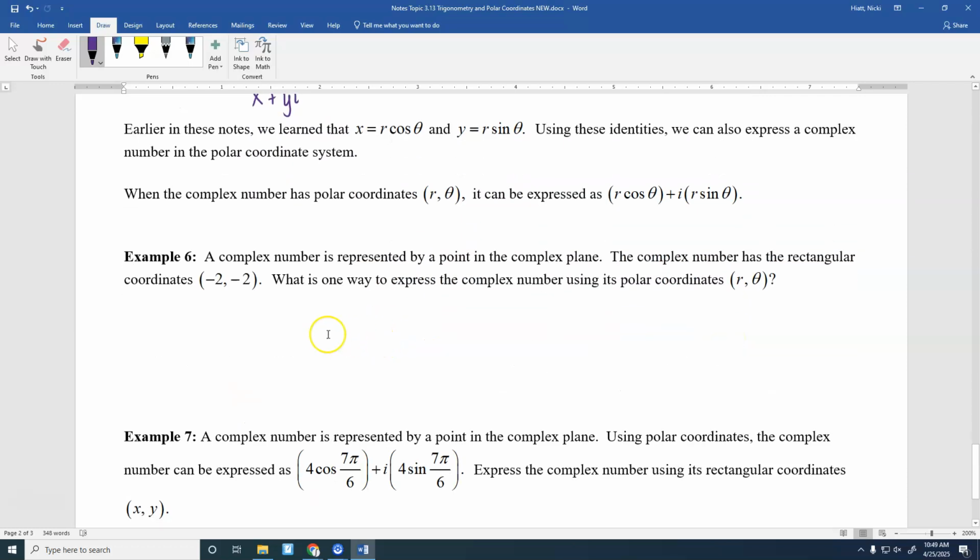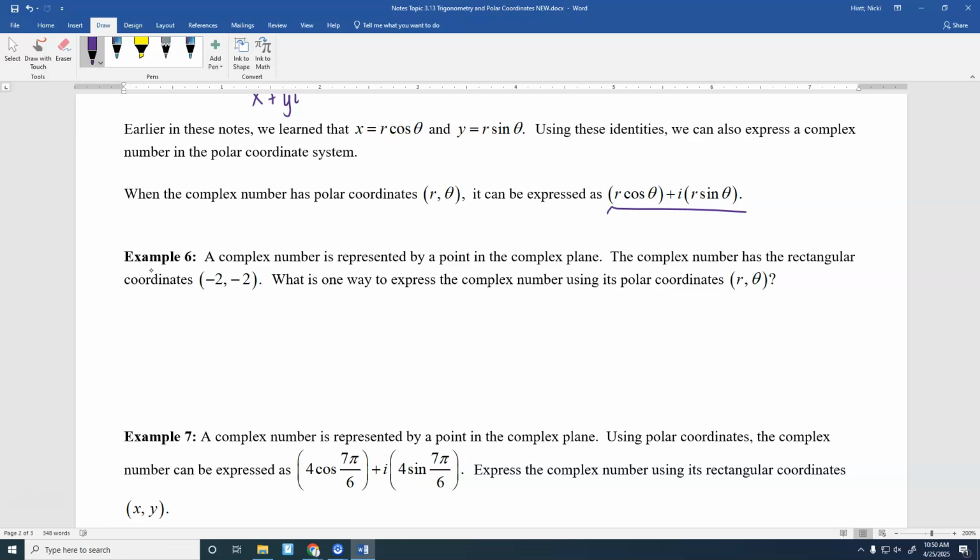So the types of questions that you might see will look like this. A complex number is represented by a point in the complex plane. The complex number has rectangular coordinates -2, -2. What is one way to express the complex number using its polar coordinates? Okay, so essentially what you are doing here is just turning this into polar coordinates and then using this formula right here.